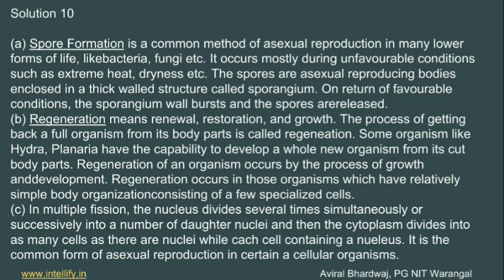So this is regeneration. In multiple fission, the nucleus divides several times simultaneously, and the cell breaks up and forms several new cells. The cytoplasm divides into many cells, each cell containing a nucleus. It is a common form of asexual reproduction in certain unicellular organisms. Both are types of reproduction, with some difference, but it is the same kind of process.